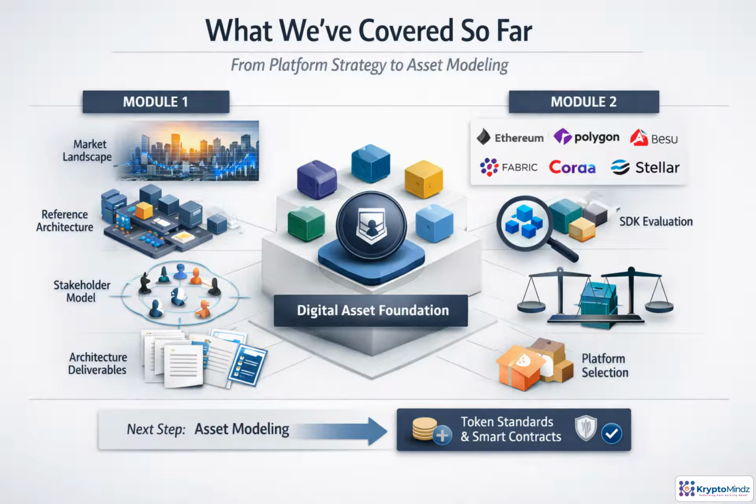You've now moved from strategy to platform choice. You understand the market, architecture, stakeholders, network models, tooling, and selection trade-offs. Now we shift focus to the asset itself. Before choosing token standards or writing smart contracts, we need a precise model of what is being issued.